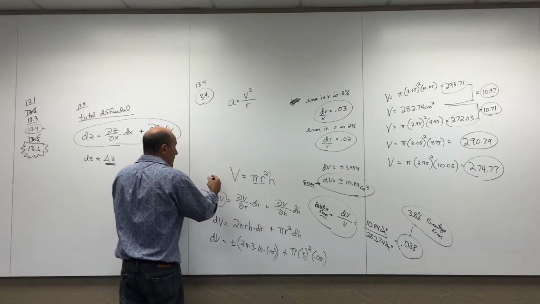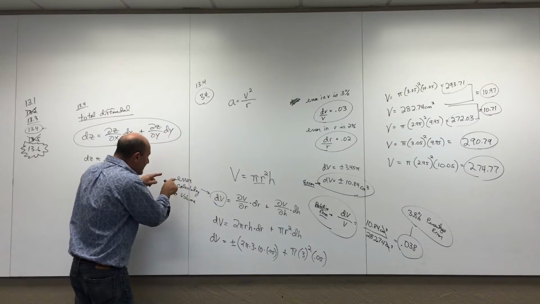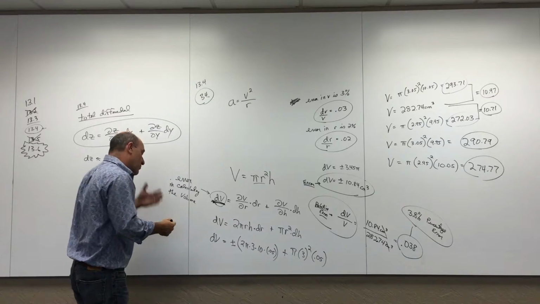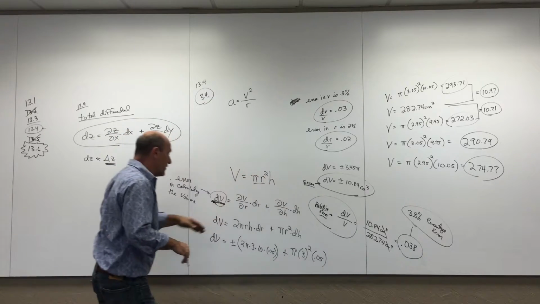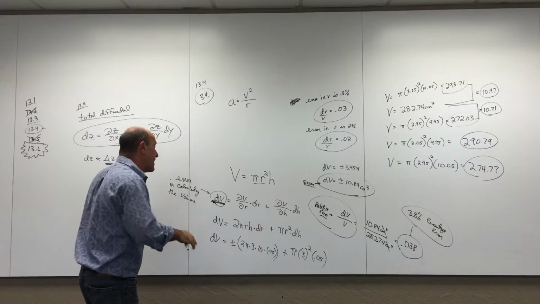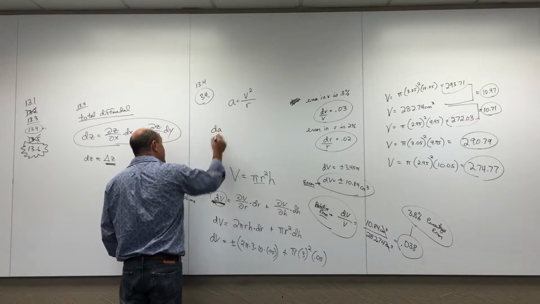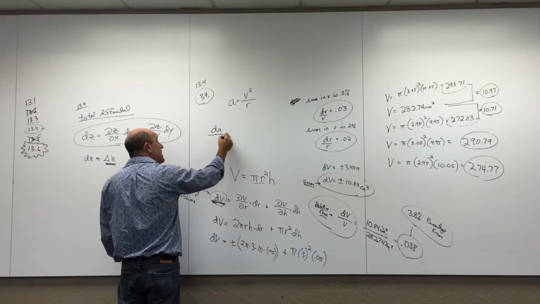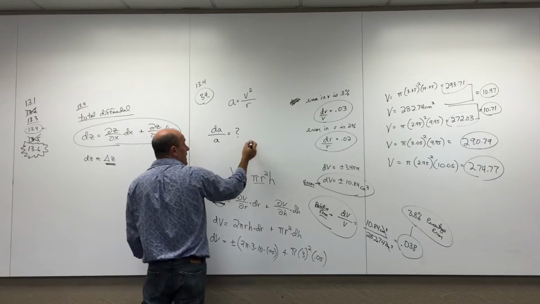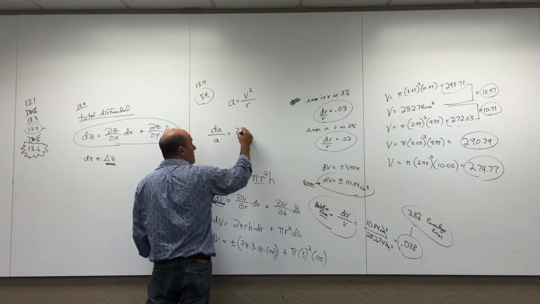So look, the last one said calculate the error in the volume, but they also said relative error. They wanted both. This one didn't say both. This one said percent error in A. So they're not really asking for dA. They're really asking for dA over A. I mean, that's percent error. That's what they're asking for.